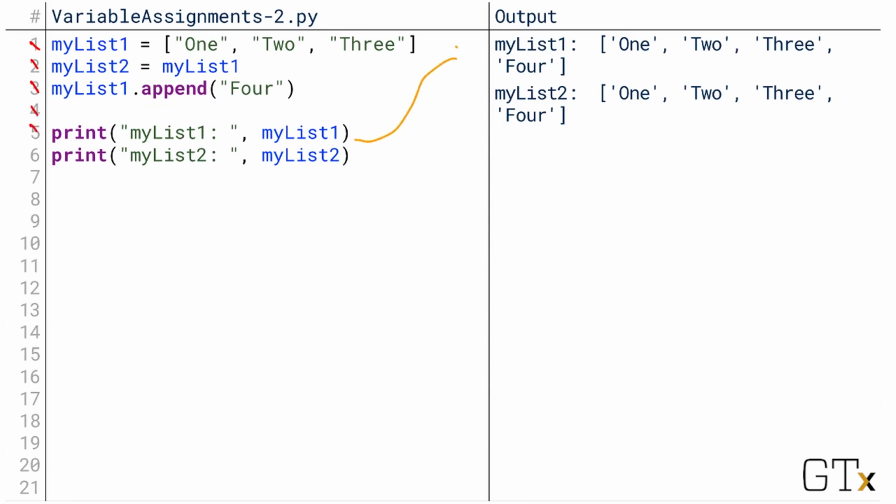Sure enough, mylist1 has the extra value, the 4, but perhaps surprisingly, so does mylist2. They both have that extra value, which means when we called mylist1.append4, we were calling that on mylist2 as well.